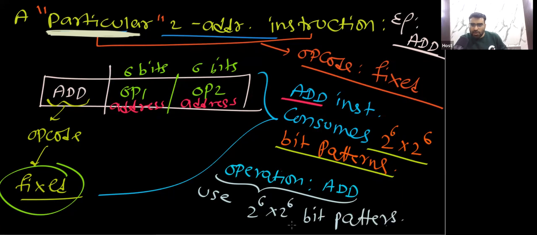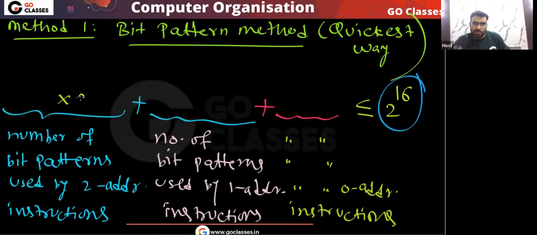These many bit patterns are already used by this instruction. Is this clear? So, very simple point. If I give you a particular 2 address instruction, then this will consume 2 power 6 into 2 power 6 bit patterns.